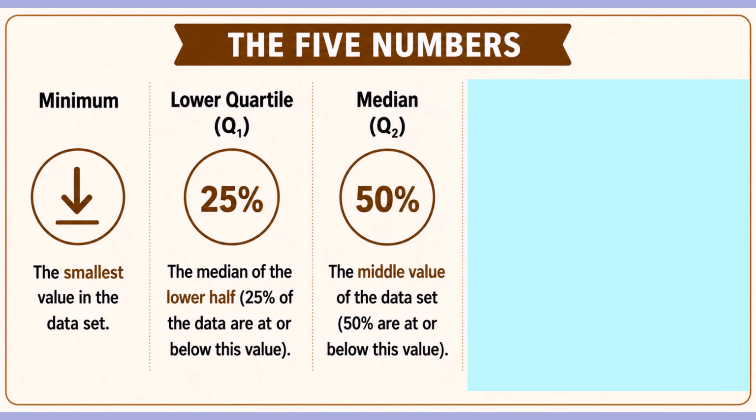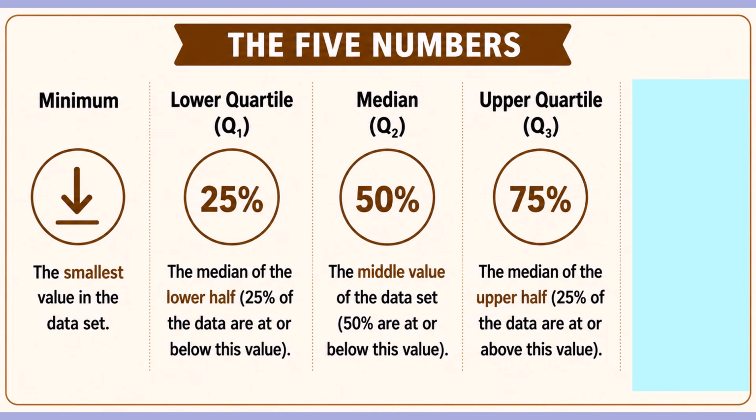After quartile 1, that is quartile 2. Quartile 2 is the median. It means that is 50%, the middle value of the data set. 50% are at or below this value. After quartile 2, that is quartile 3 or the upper quartile, that is 75%. It is the median of the upper half. 25% of the data are at or above this value.